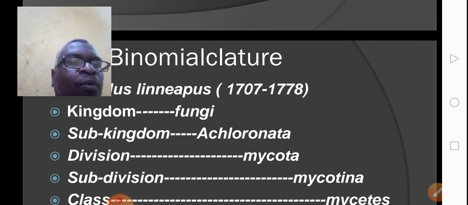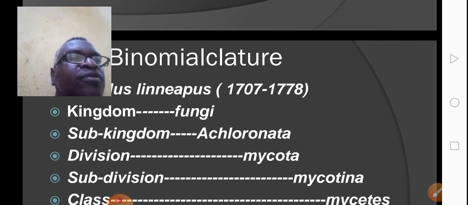We should note and observe that every division, subdivision and class should end with a specific suffix. For divisions we use mycota: Ascomycota, Zygomycota, Phycomycota, Deuteromycota. So any name ending in mycota is a division. We can then make the order of this according to the parts of the division.